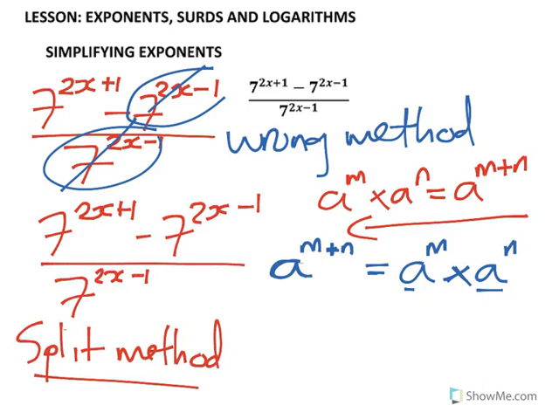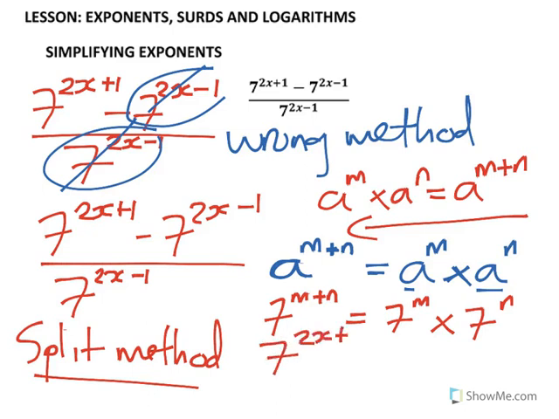Meaning, if I can get something like this, 7 to the power m plus n is equal to 7 to the power m, using the same law, times 7 to the power n. Are you seeing what's happening? Now, it means also 7 to the power 2x plus 1 will follow the same route as 7 to the power 2x times 7 to the power of 1. Do you see now how we can split all that?